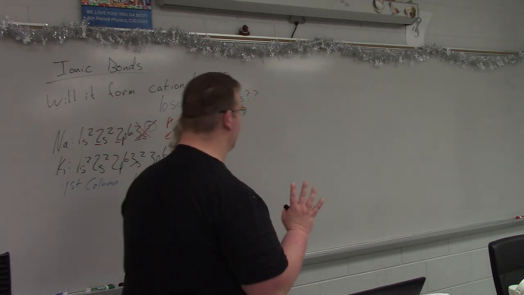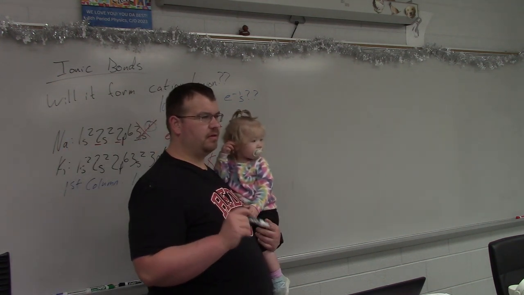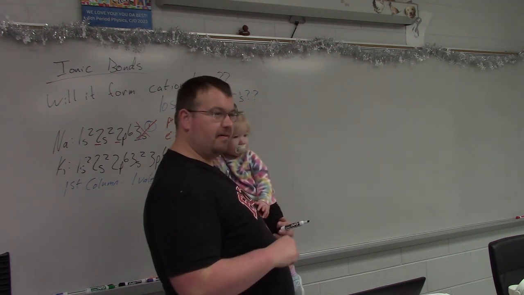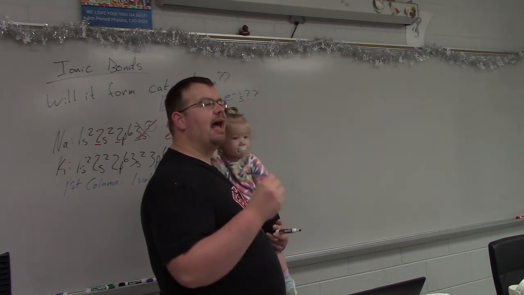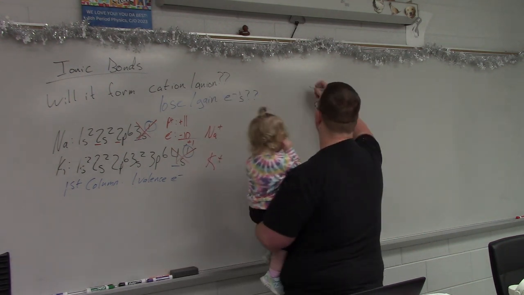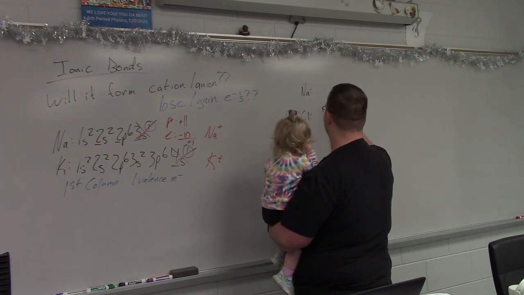Could one theoretically share with a cation or an anion? It can, yeah. So here's the way to look at it. What's a very common ionic bond you guys are aware of? NaCl. Salt. How does that come about forming though? So, orbital notation of sodium, an orbital notation of chlorine.